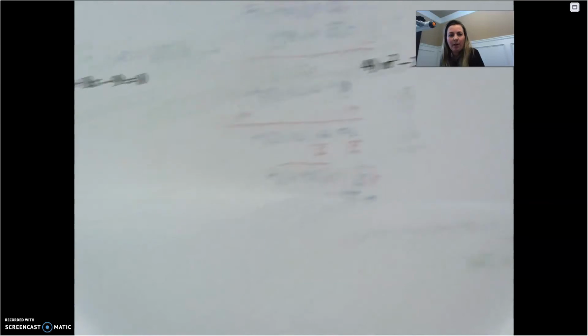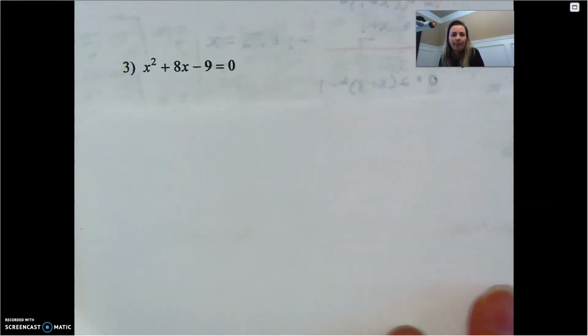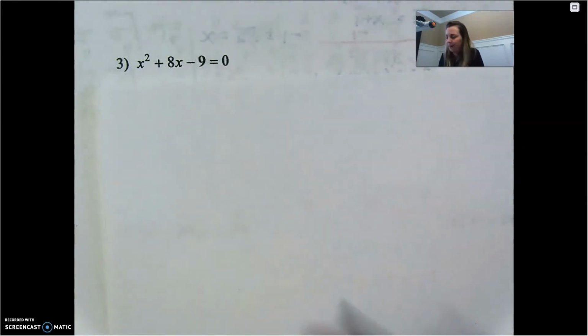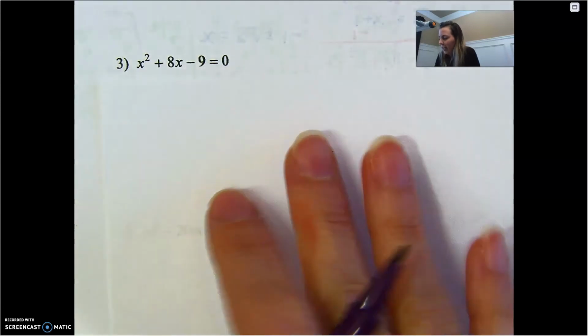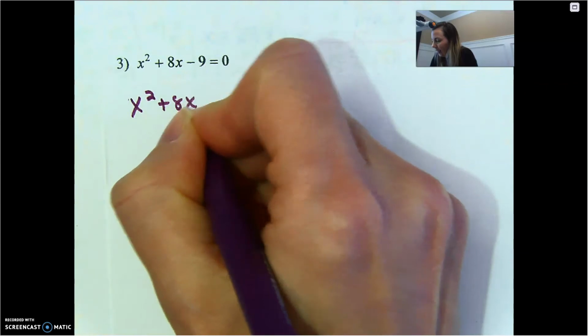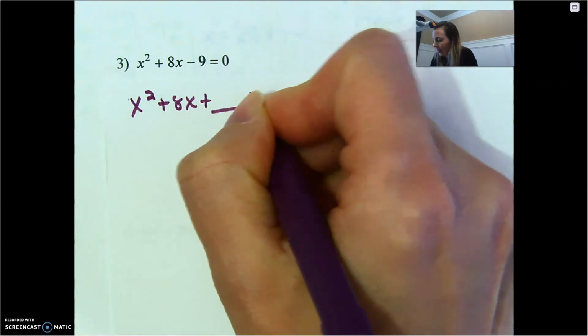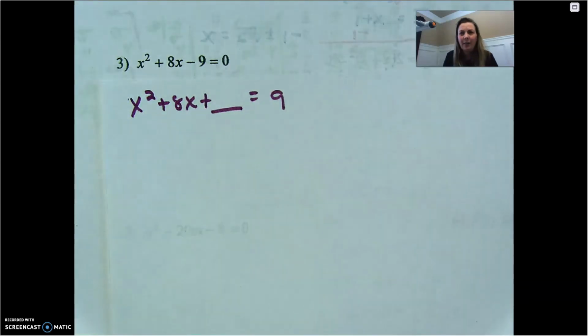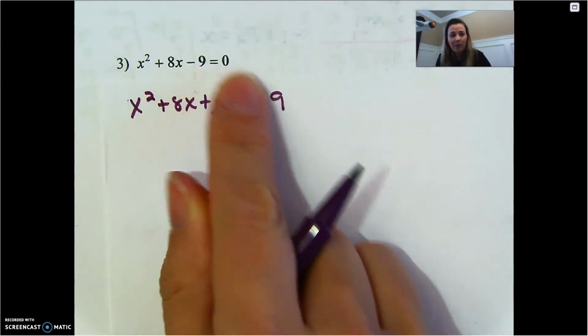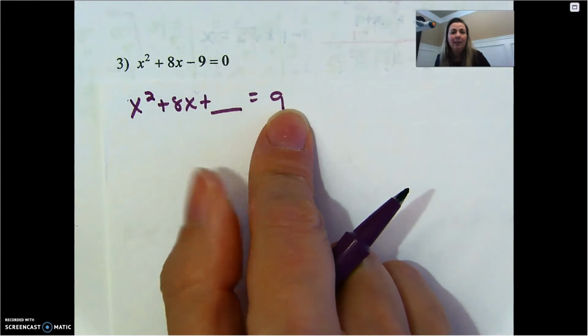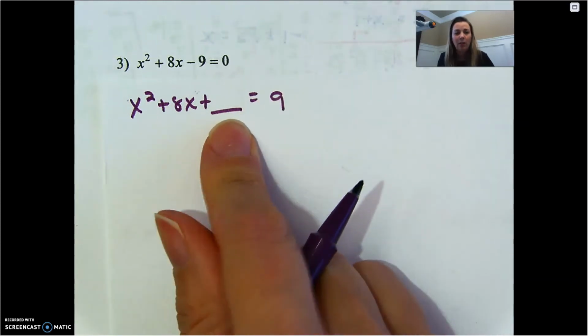All right, number 3. First thing you want to do is move that 9 out of the way. So you have x squared plus 8x plus blank equals 9. Ooh, I kind of skipped a step from the other two. Are you okay with that? I just added 9 over here with the 0. 0 plus 9 is 9. And I made room for my monster.